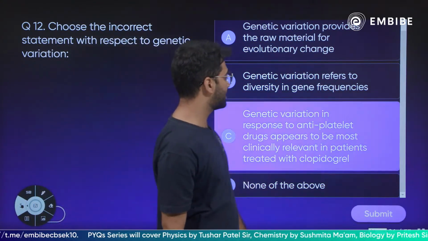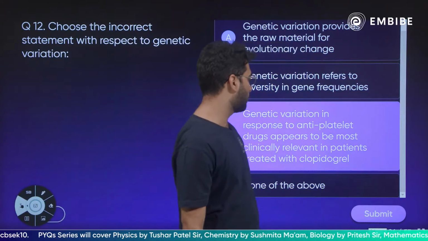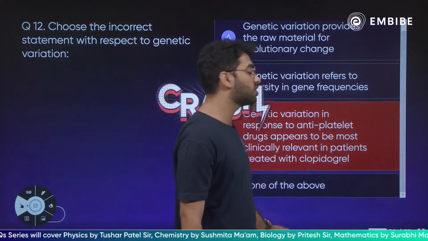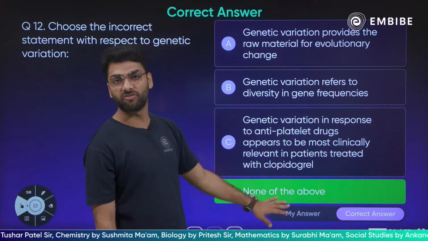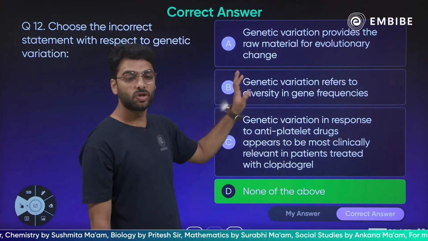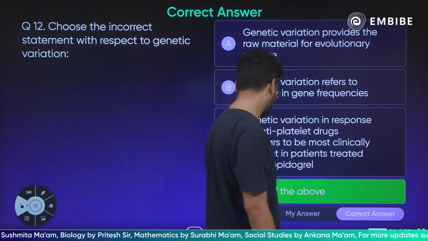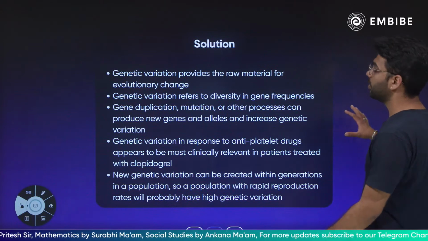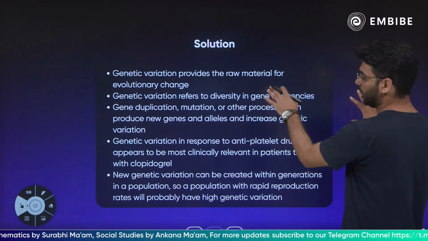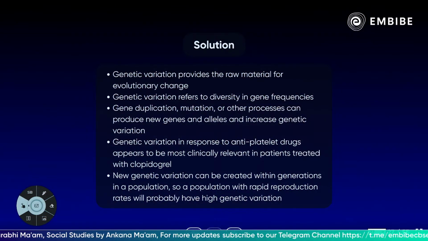So most of you are saying C. Let us see whether it is the correct one or not. The answer is wrong. The answer will be none of the above. None of them are related to genetic variation. Sorry, all of them are actually related to genetic variation. So the incorrect one will be D, right?